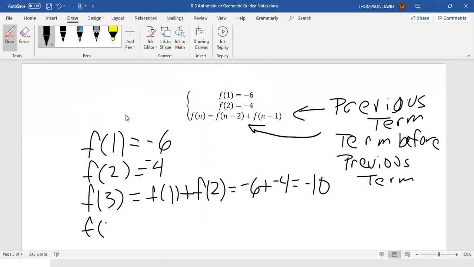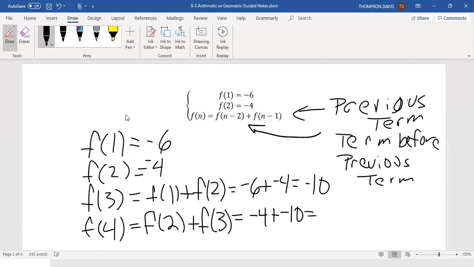We have f of 4, which would be two previous terms ago. So it'd be f of 2 plus f of 3 equals, f of 2 we know is negative 4. f of 3 is negative 10, so we end up with negative 14.